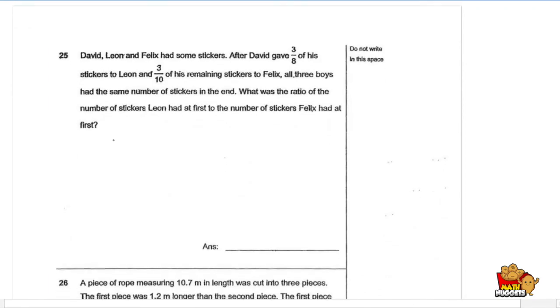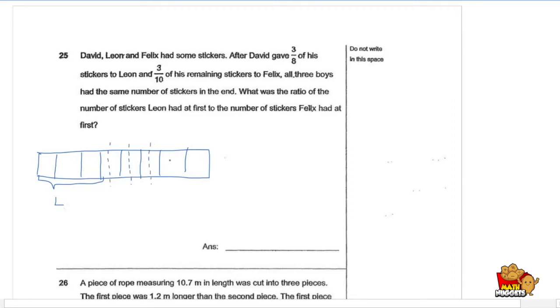Question 25. So let me try drawing the model. So David has 8 parts, and he gave 3 to Leon. 3/10 of the remaining stickers to Felix. So we need to make the remainder 10. I'm going to cut it up. Remember, if I cut those, the remainder I need to cut the front part as well. Always keep maintain equal units so you don't get confused.